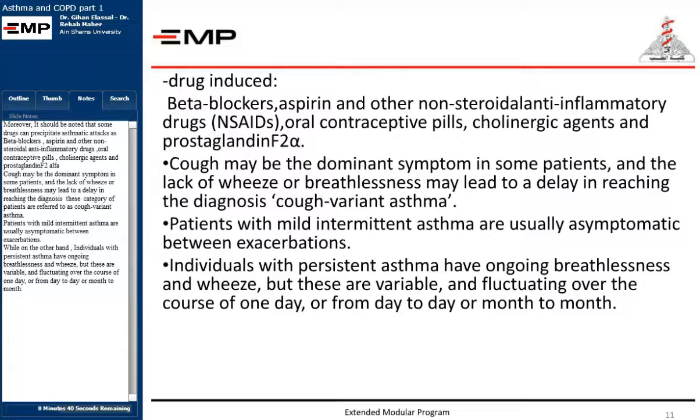Cough may be the dominant symptom in some patients, and the lack of wheeze or breathlessness may lead to a delay in reaching the diagnosis. This category of patients is referred to as cough variant asthma. Patients with mild intermittent asthma are usually asymptomatic between exacerbations, while, on the other hand, individuals with persistent asthma have ongoing breathlessness and wheeze, but these are variable and fluctuating over the course of one day, or from day to day or month to month.